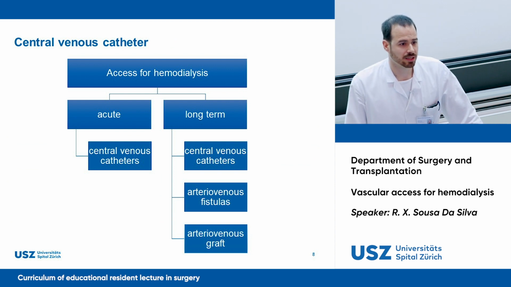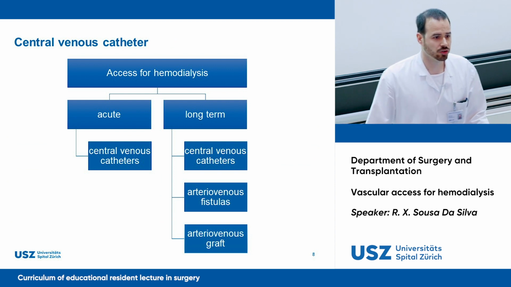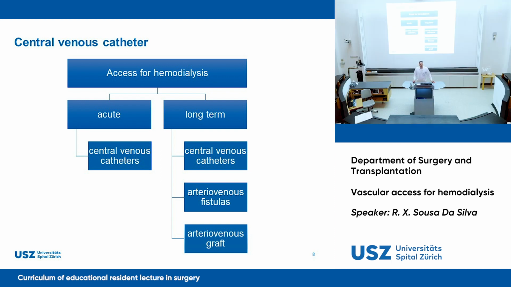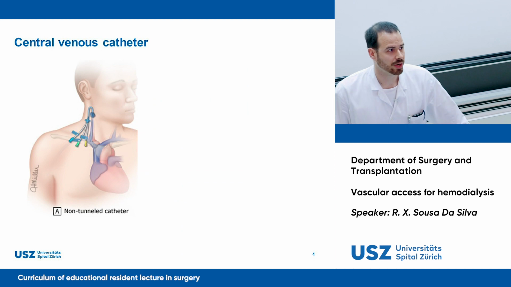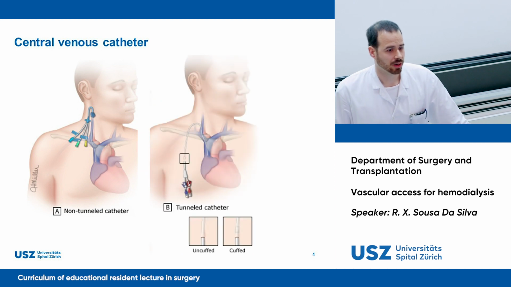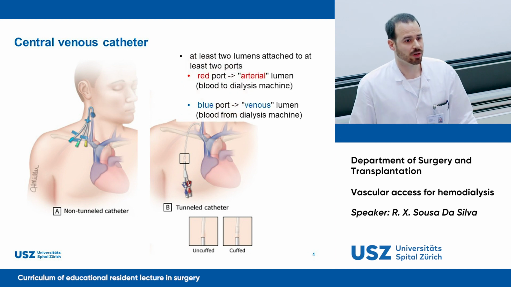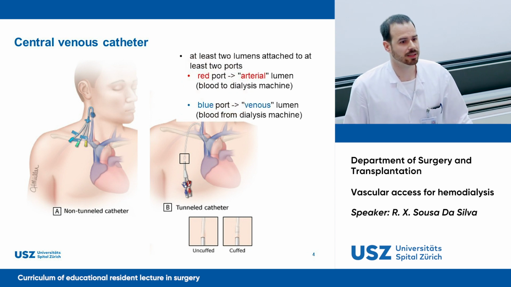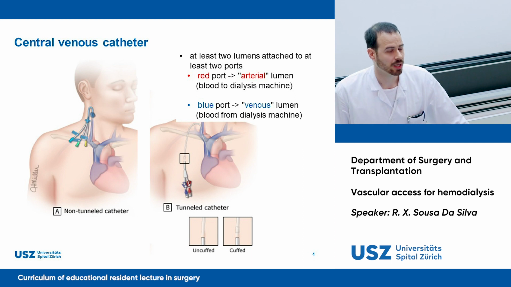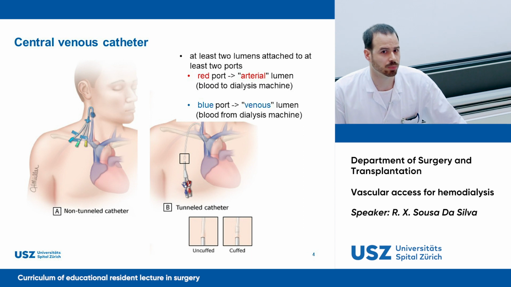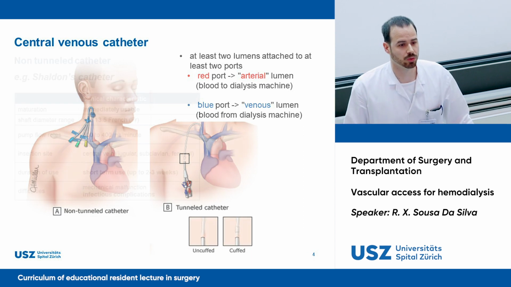For access, you have this decision tree. Is it an acute indication or a long-term indication? In both situations, you can first use, if you want, a central venous catheter. So there are non-tunneled catheters. There are tunneled catheters, uncuffed or cuffed. And in each case, you have at least two lumens attached to at least two ports. Red means the blood flow goes towards the dialysis machine, and blue means the blood goes towards the patient.